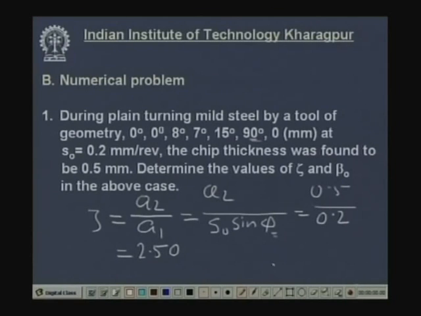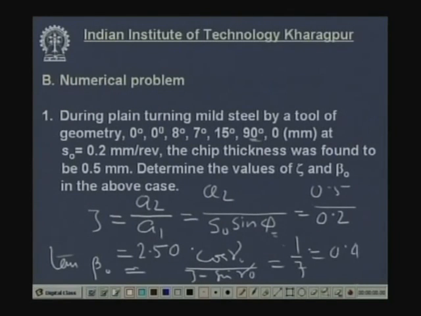Then what is the shear angle? Tangent of shear angle is equal to cosine gamma divided by zeta minus sin gamma. Now, gamma is 0 degree here. So, cosine is 1 and sine is 0. So, this is equal to 1 by zeta, which is 0.4. Then what is beta? Tan inverse of 0.4. So, beta is around 21 degree.